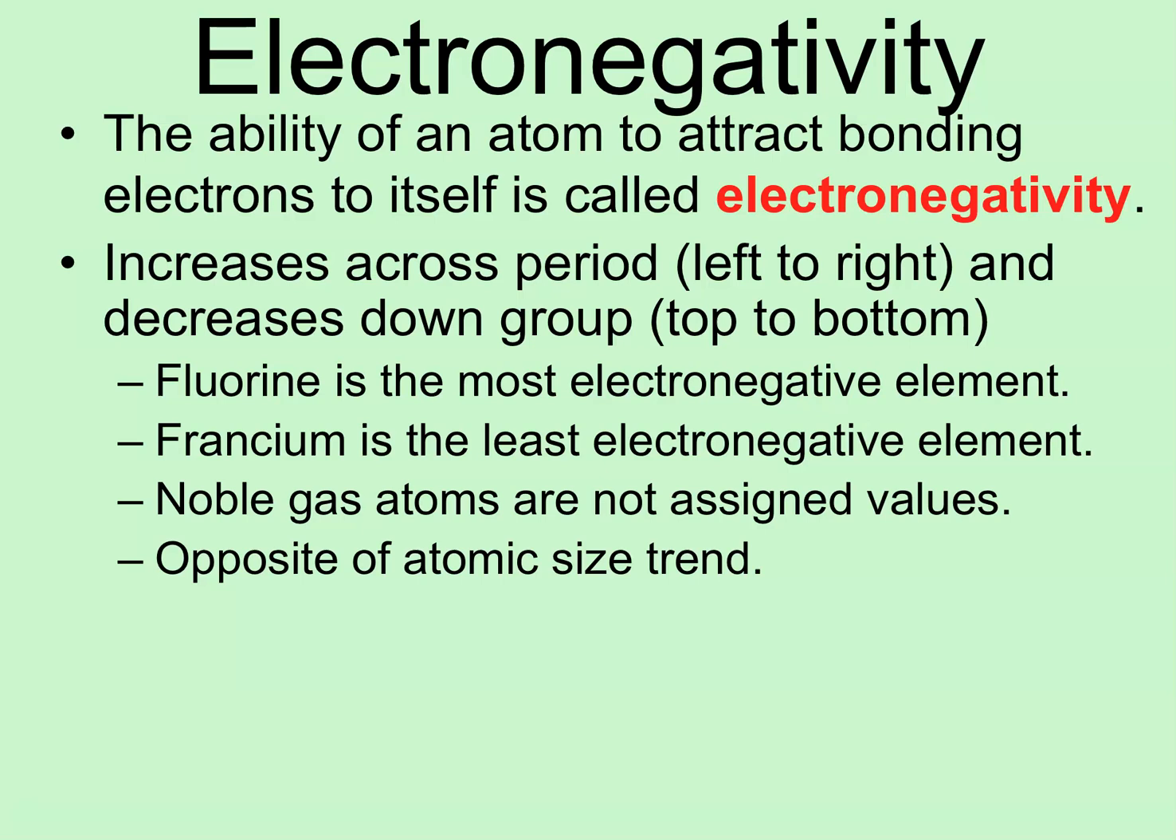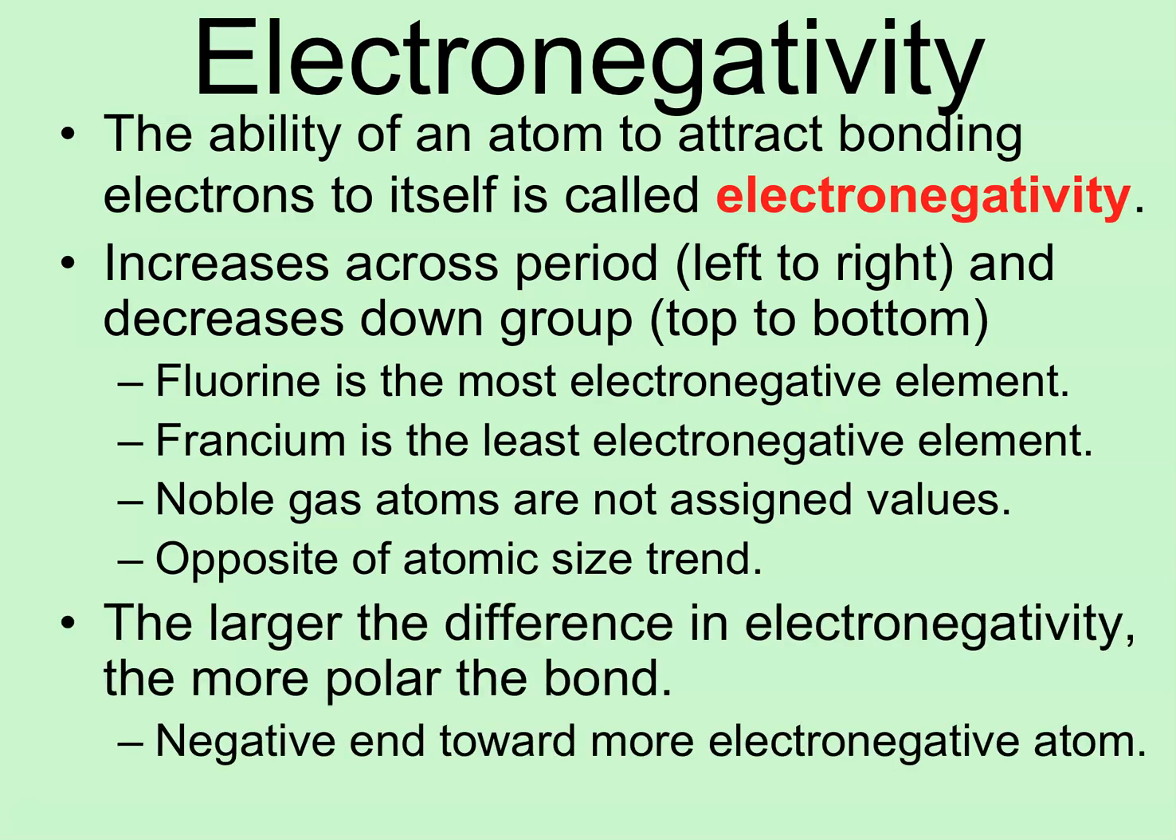Some of the bigger ones, xenon does form compounds and certain things, but again, we're not really worried about it attracting electrons. But keep in mind, electronegativity is the opposite of the atomic radius, like ionization energy is the opposite of the atomic radius. But it comes down to the larger the difference in electronegativity, the more polar the bond. So this trend does help us figure out bonding characteristics. The negative end of the polar bond is always towards the more electronegative atom.